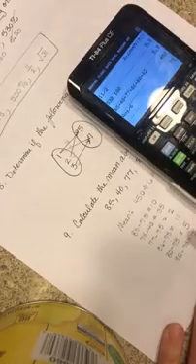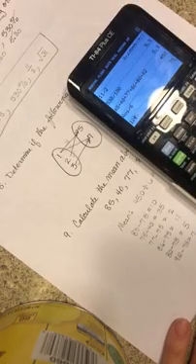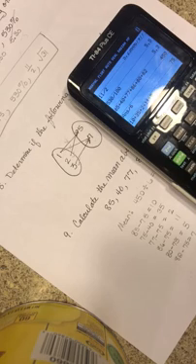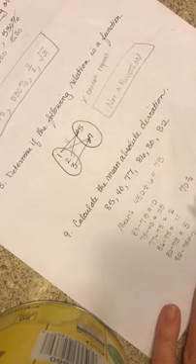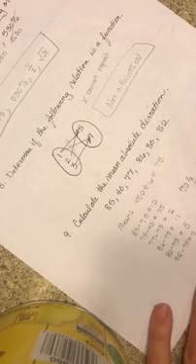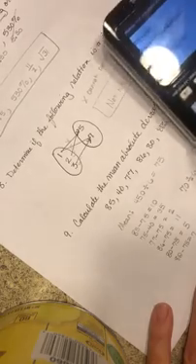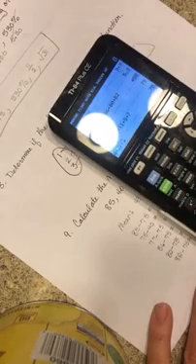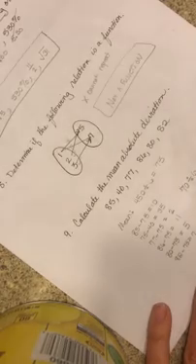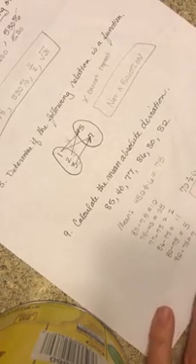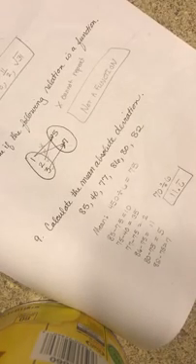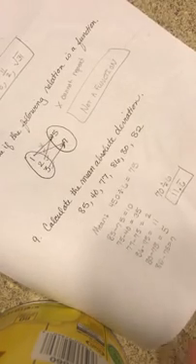So again, I add all these numbers up. 10 plus 35 plus 2 plus 11 plus 5 plus 7 gets me 70. Divided by 6. So 70 divided by 6 gets me 11.6 repeating. So 11.6 repeating, or 11 2/3, is my mean absolute deviation.